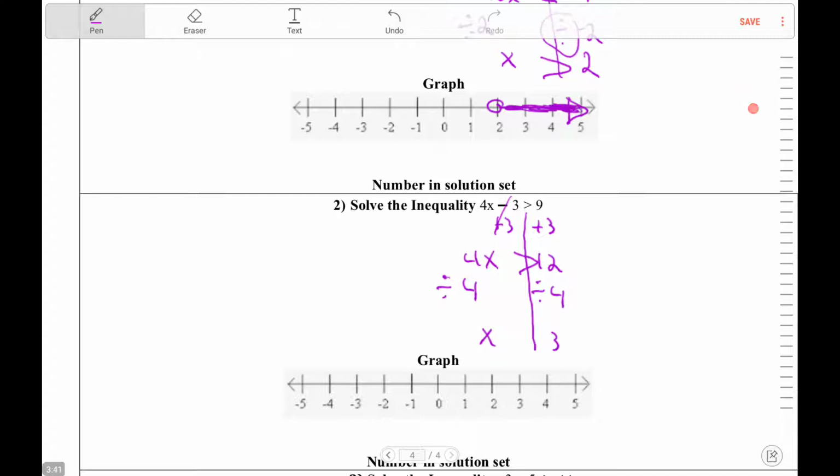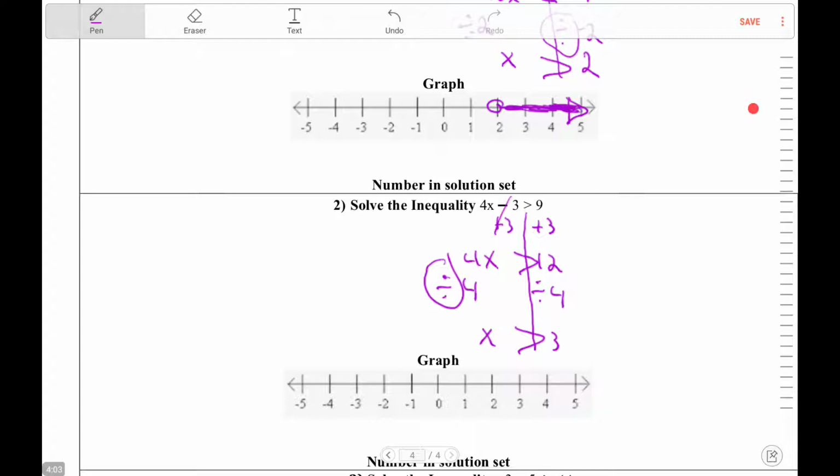Okay, which way should the sign go? Did I multiply or divide? I did, I divided. Okay, what number did I divide by? Was it negative? No, I divided by positive 4, so the sign does not change. I have x greater than 3.